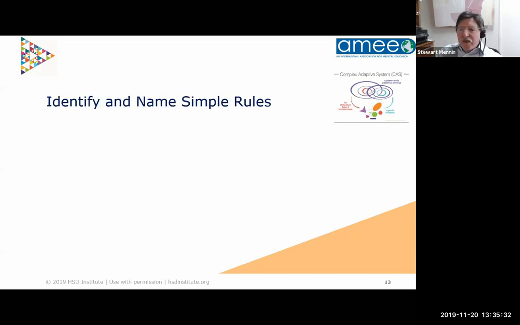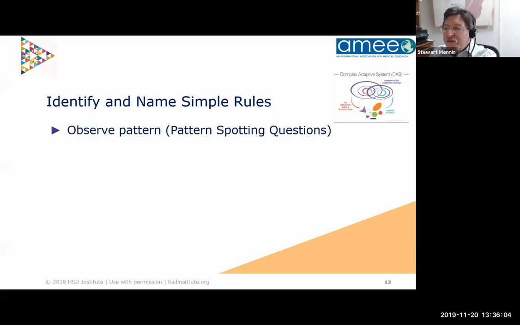How do we identify and name simple rules? And by the way, there's no hard and fast reason why they should be called simple rules. Some people call them guidelines. Some people call them basic assumptions. The literature in complexity and in the area from which this comes, they call them simple rules. Some people object to that and they're free to change the terminology. But simple rules come from, you have to observe a pattern, be able to spot a pattern. And that pattern is created from behaviors.